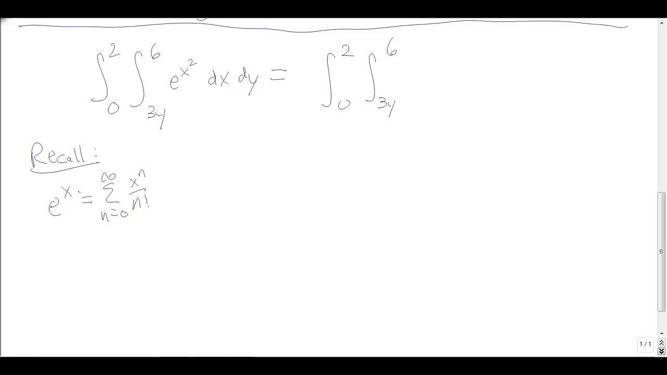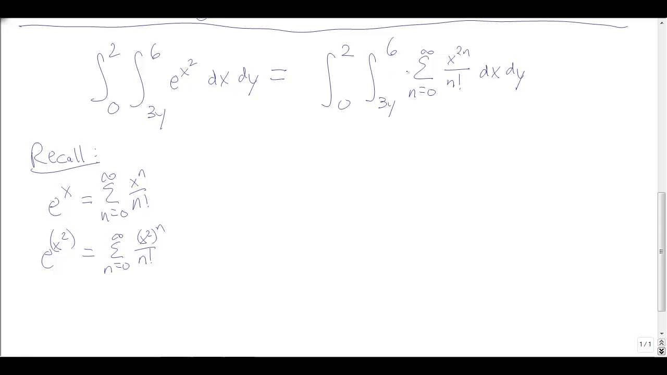So e to the x squared then, I'm going to put an x squared where I see an x. So that's the summation n equals 0 to infinity of x squared to the n over n factorial. But x squared to the n is just x to the 2n. So what I get is the summation n equals 0 to infinity of x to the 2n over n factorial. I can do this dx dy.